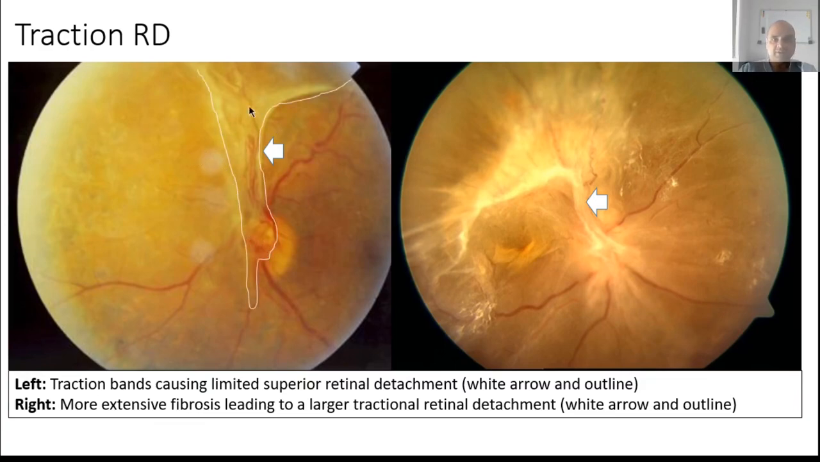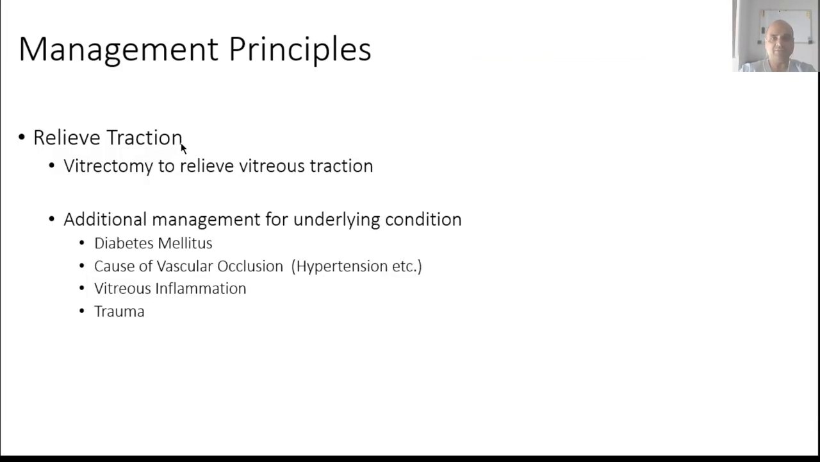So these are two bands. This is a rather simpler band. This is a more complicated traction band. And right now, this band right here is causing detachment. You can see the tenting of the retina right here. So the retina is being pulled up like a tent. Again, here the retina is being pulled up like a tent. So these are traction bands causing tractional retinal detachment.